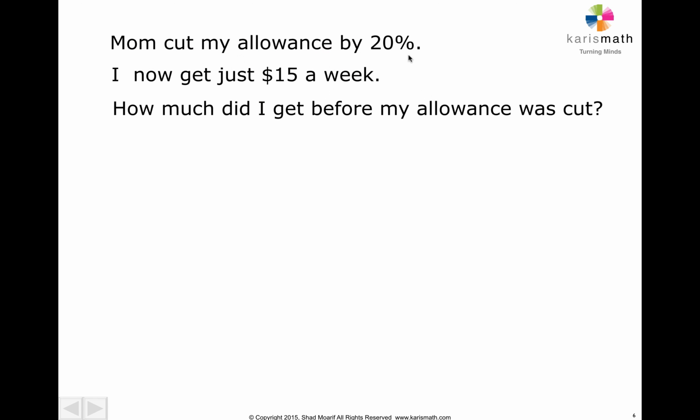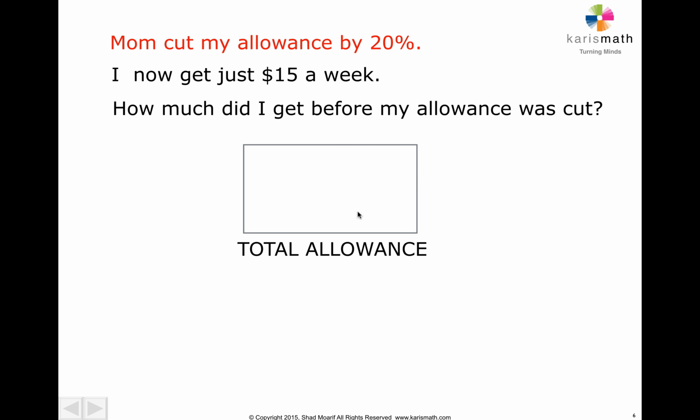Mom cut my allowance by 20%. I must have done something wrong because she cuts my allowance. Allowance is what I get every week, and she cut it by 20%. So now I'm just getting $15 a week. So this was my total allowance once upon a time, and she chopped it off by 20%. I'm now just getting this much. So what percent is this? If this whole thing was 100%, 20% got cut off, what percent am I getting now of my total allowance?